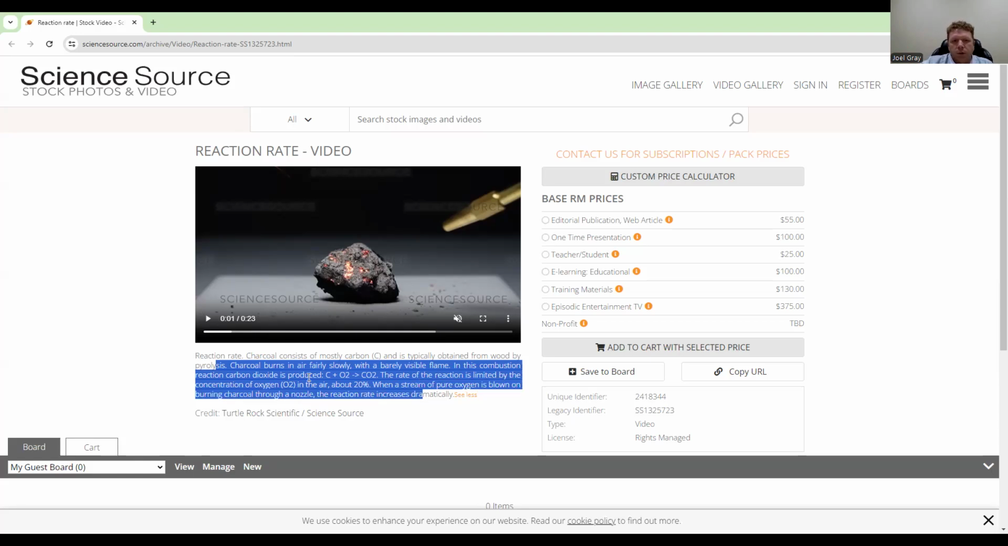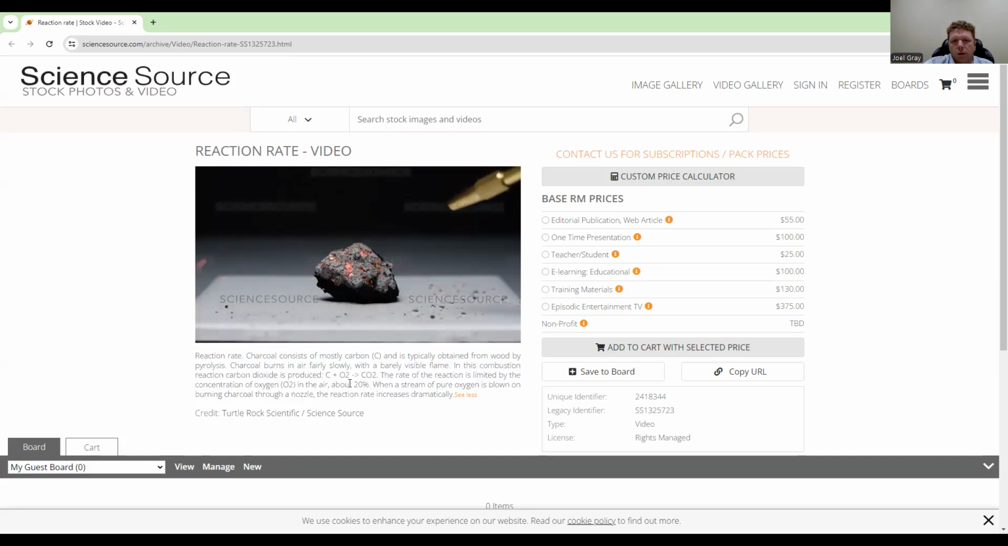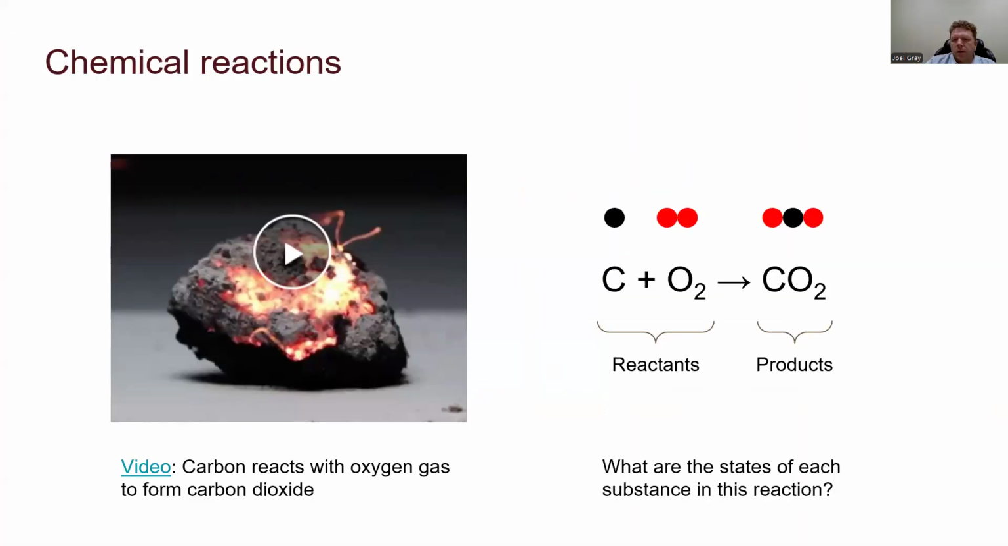When a stream of pure oxygen is blown on burning charcoal through a nozzle, which is what we are seeing in this, here what we have is O2 that is being blown directly onto this carbon. Now the reaction that's taking place is going to give us something that looks like fire. But this is an example of what's known as a combustion reaction, where we have carbon or a carbon-based substance and oxygen reacting with one another. Now, here is our overall reaction. C plus O2 yields CO2.